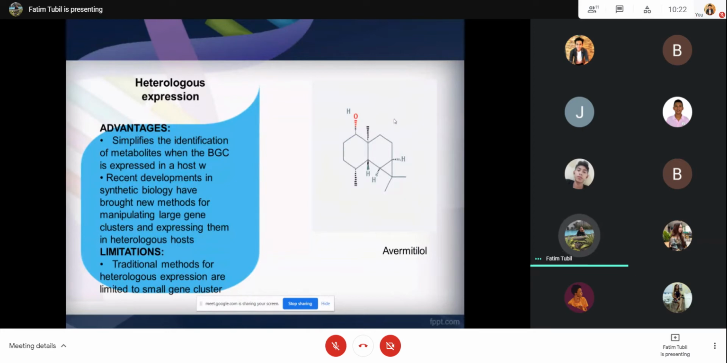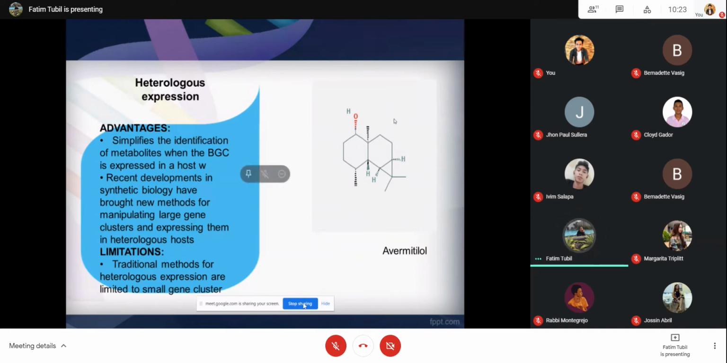So it can't be used for large gene clusters, ma'am, because it is limited to small ones. An example of a compound being developed is avermectin.